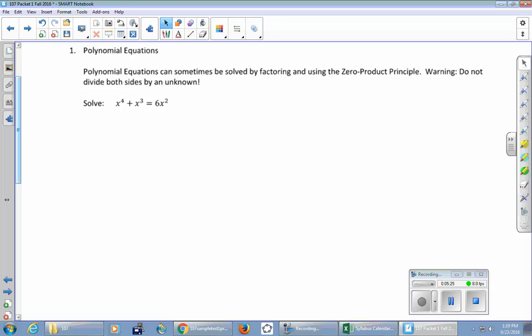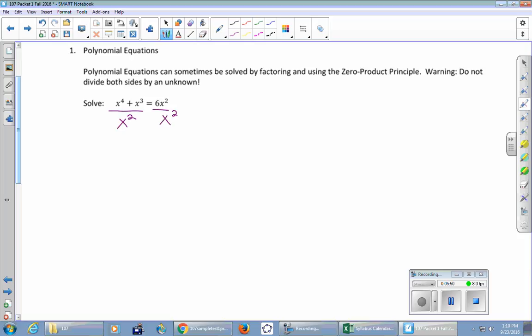All right, so number 1 here: polynomial equations can sometimes be solved by factoring and using the zero product principle. And then there's this warning: don't divide both sides by an unknown. So here's the equation, x to the 4th plus x cubed equals 6x squared. Really tempting. I'm going to write something and I'm going to cross it off. You can write it if you want, but you should know that it's about to get crossed off.